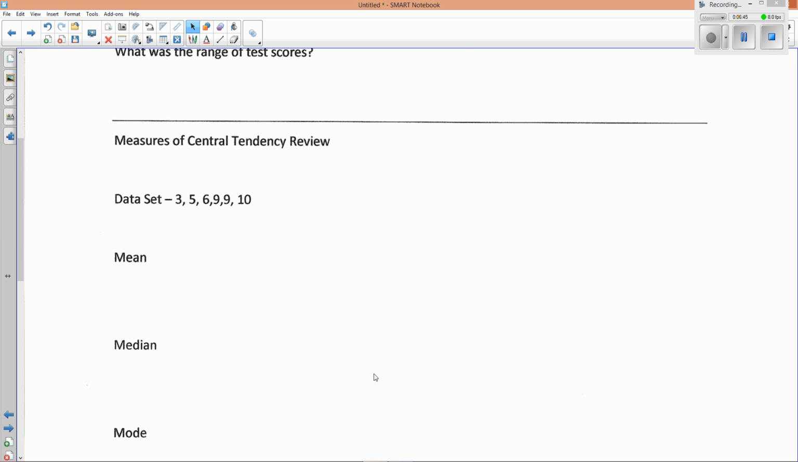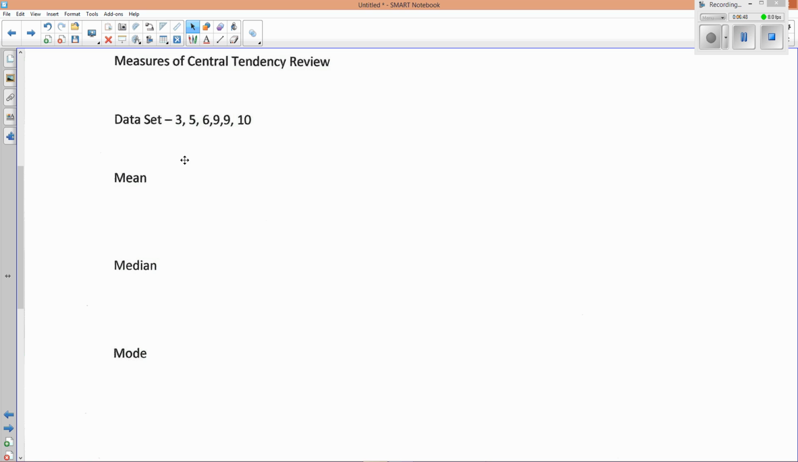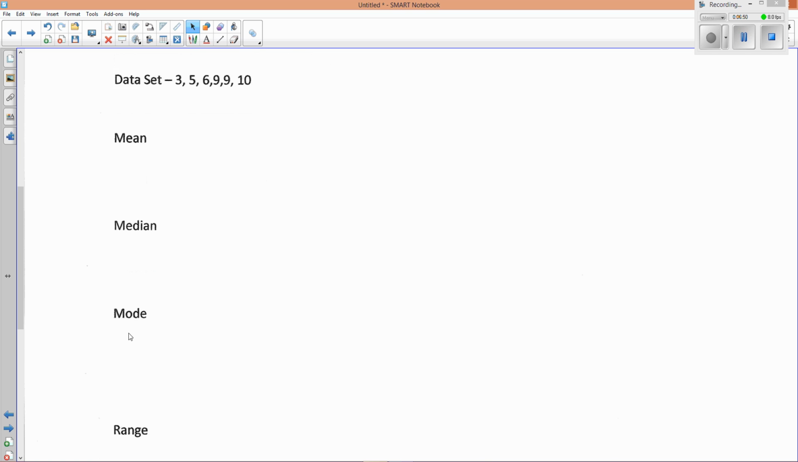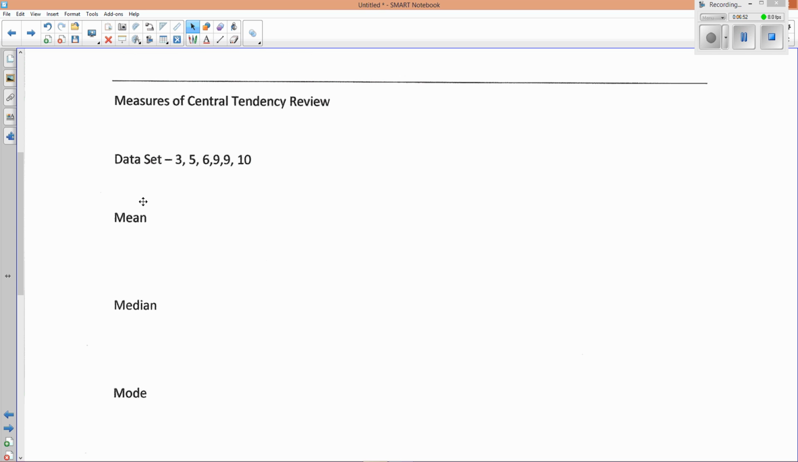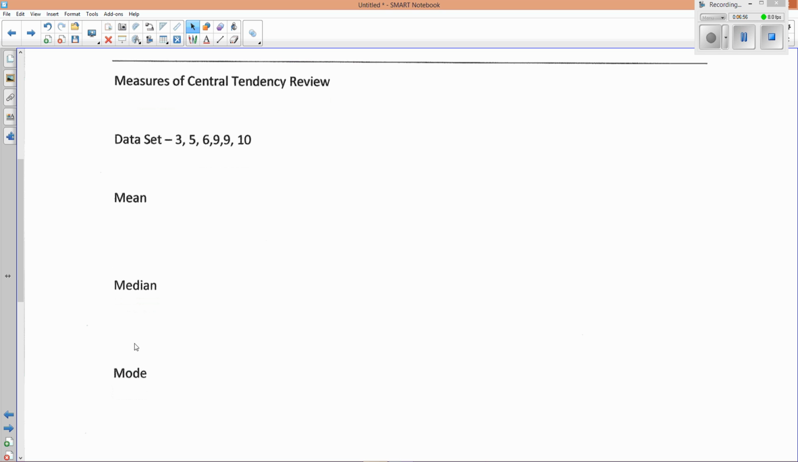So down here, we're going to go through mean, median, mode, and range. It's how we analyze data sets. All right, now I'm going to jump around. I'm not necessarily going to start with the first one.